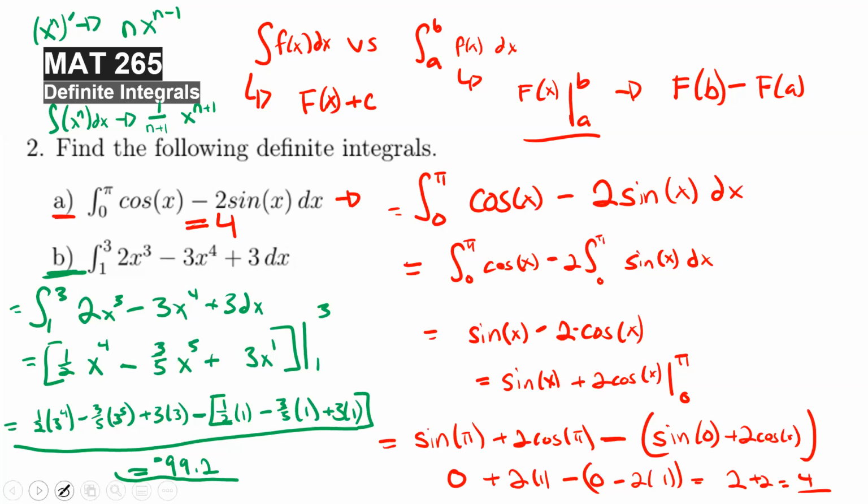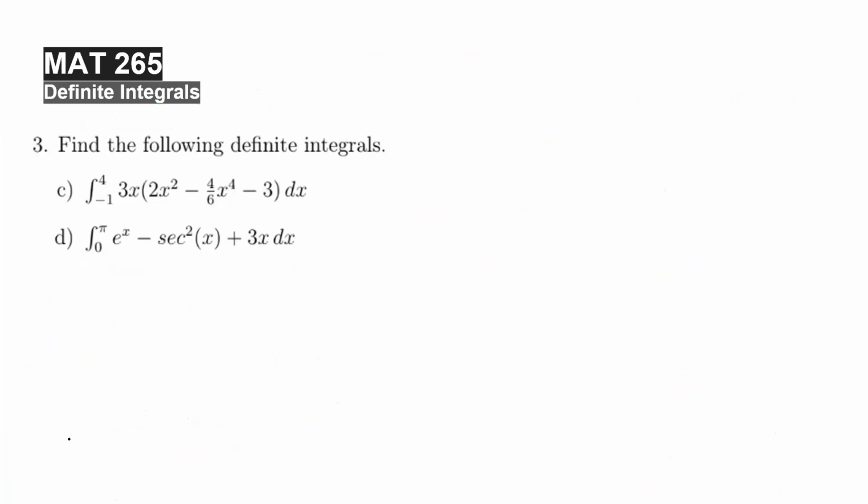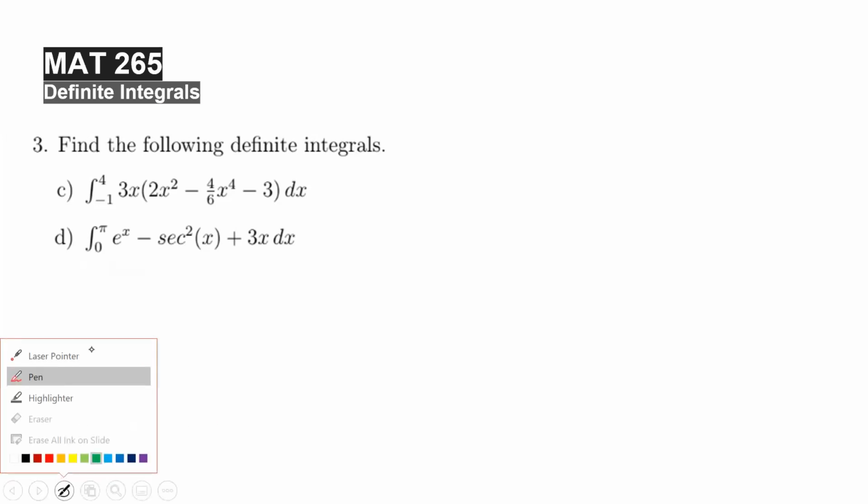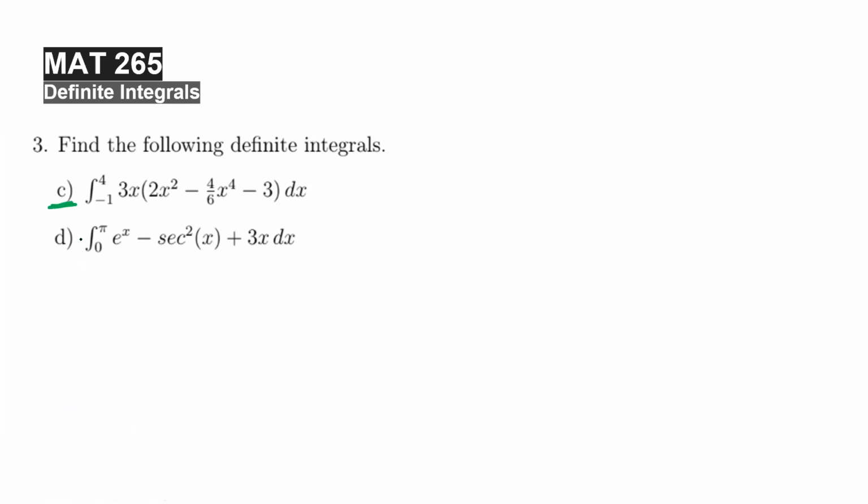All right, got some more examples to work on. Let's do part C right here. This one's pretty similar to the first one, except now it's 3x times something. In order to make this easier for us, what should we do first before taking the integral? Any ideas in chat?